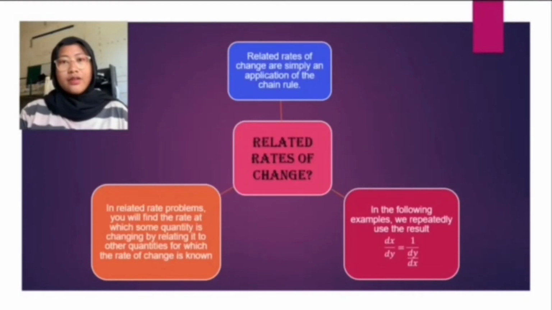Next, related rates of change. Related rates of change are simply an application of the chain rule. In related rate problems, you will find the rate at which some quantity is changing by relating it to other quantities for which the rate of change is known. In the following examples, we repeatedly use the result dx/dy = 1/(dy/dx).